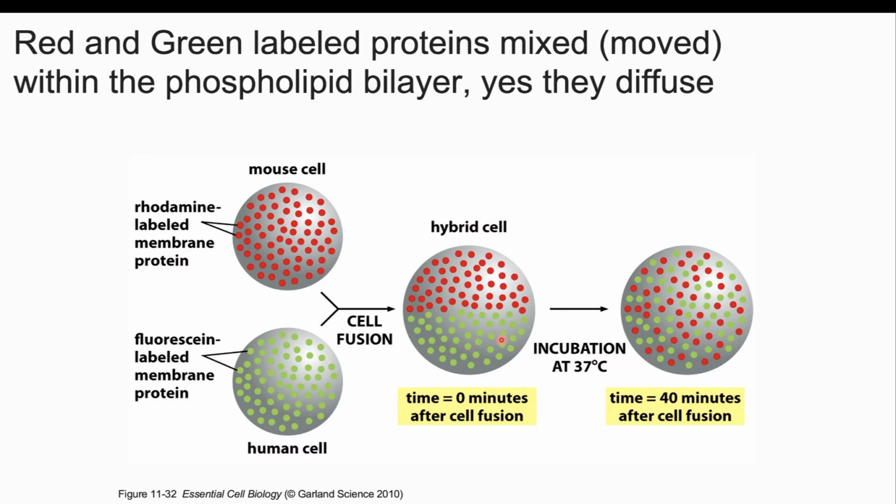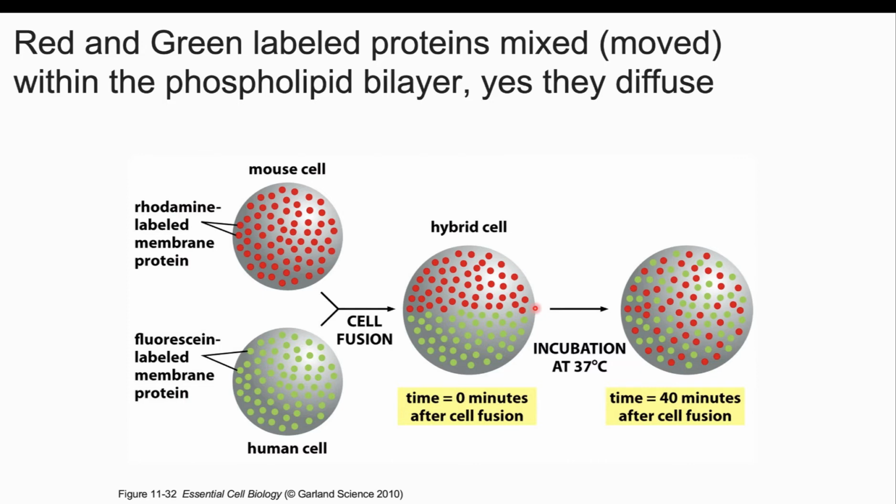If you took this cell and looked under a fluorescence microscope, you could only look at one color at a time. You would look at red and you'd see half the cell glowed red, and the other half would be green when you switch to a green filter set. This is at 0 minutes, so right after you fuse the two cells.